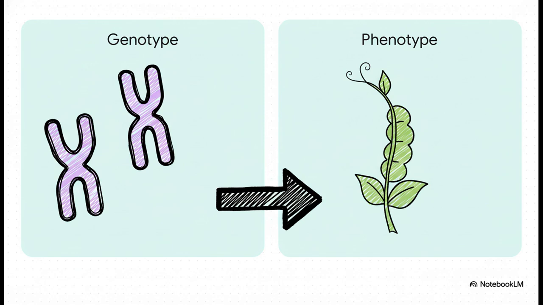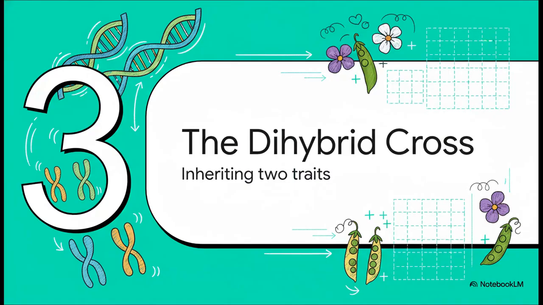Genotype is the gene combination, for example, capital T, small t. Phenotype, on the other hand, is the physical appearance, like tall. Now that we have revised the monohybrid cross, let's see what happens when we consider two traits together.